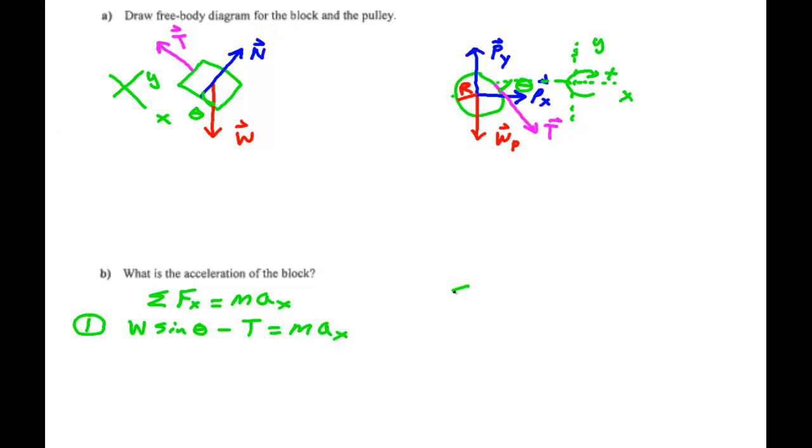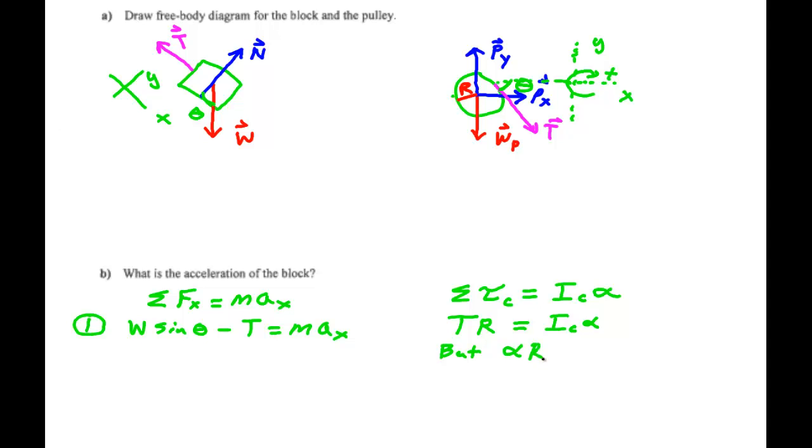In terms of torque, however, with the pulley over here, the sum of the torques about the center is equal to the moment of inertia about the center times alpha. For the torques about this point here, the only one of the forces that creates a torque is this tension, and it's TR. And it's in the positive direction. And that has to equal I times alpha. But we have a no slip.